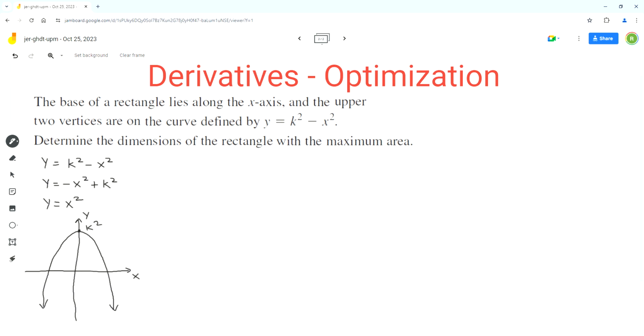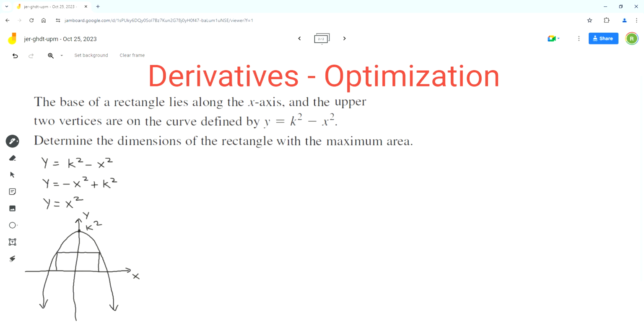Now we can draw a rectangle whose base lies along the x-axis. This parabola is symmetrical about the y-axis. The y-axis represents the axis of symmetry of this parabola because the vertex lies on the y-axis. This rectangle will be symmetrical about the y-axis.